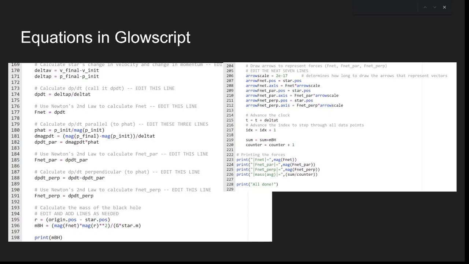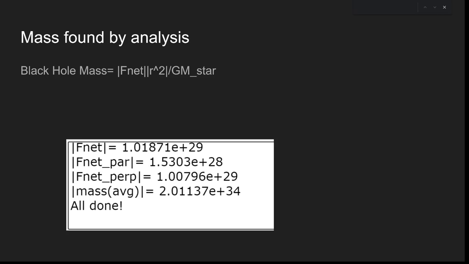Then to calculate the mass, we will use the equation: the magnitude of F net multiplied by the magnitude of the change in position squared, and finally this value will be divided by the gravitational constant times the mass of the star. To find the average, we will use our sum and counter variables: the sum of all the masses of the black hole calculated divided by the total amount of masses found. This comes out to be about 2.01137 times 10 to the 34th power kilograms.